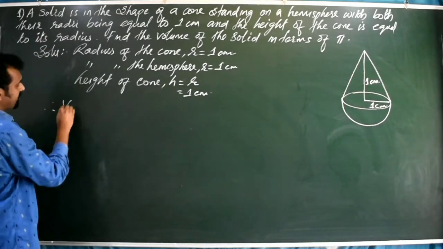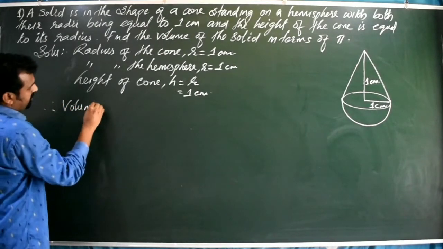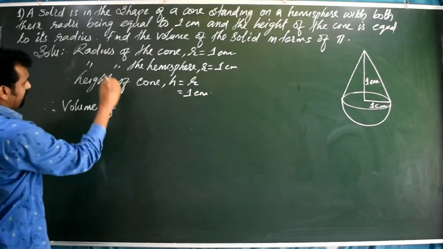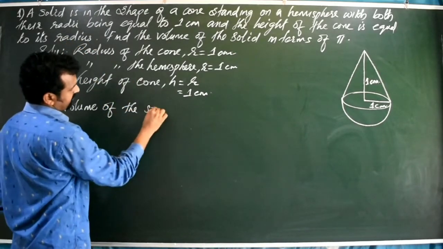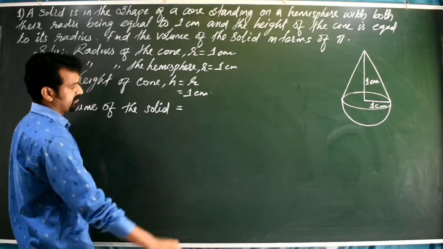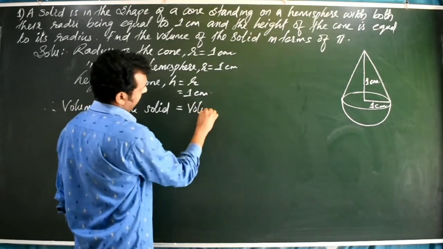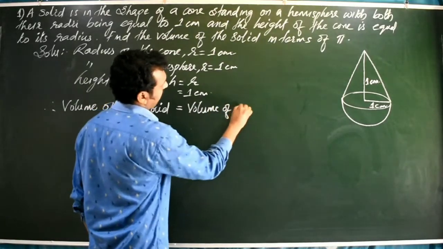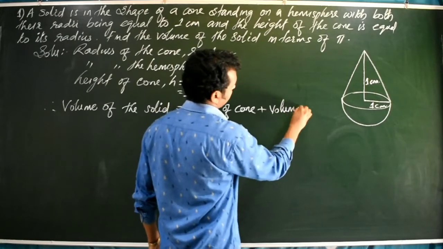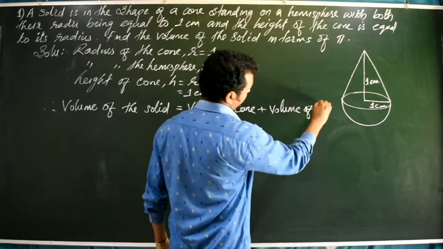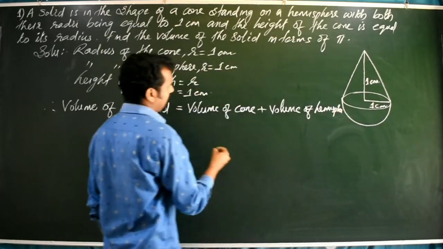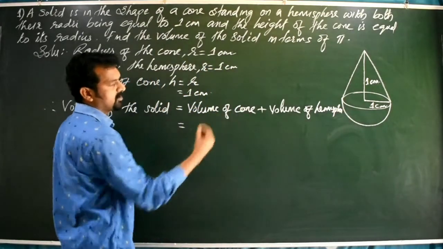Therefore, volume of the solid. How can we find that? Volume of the solid is equal to volume of cone plus volume of hemisphere. Both we will add, then we will get the total volume of the solid.